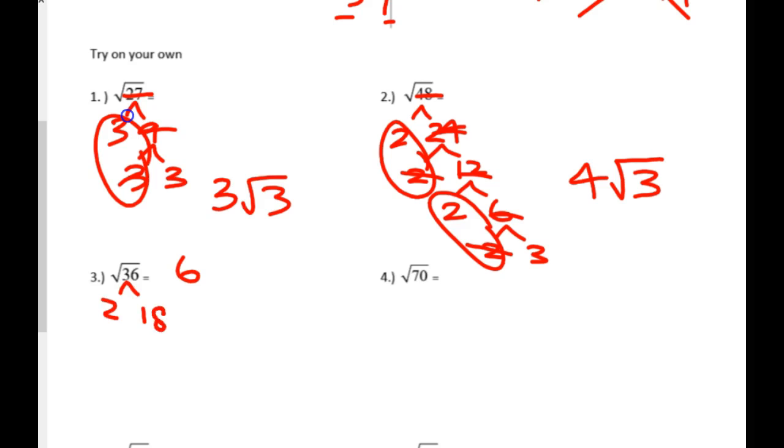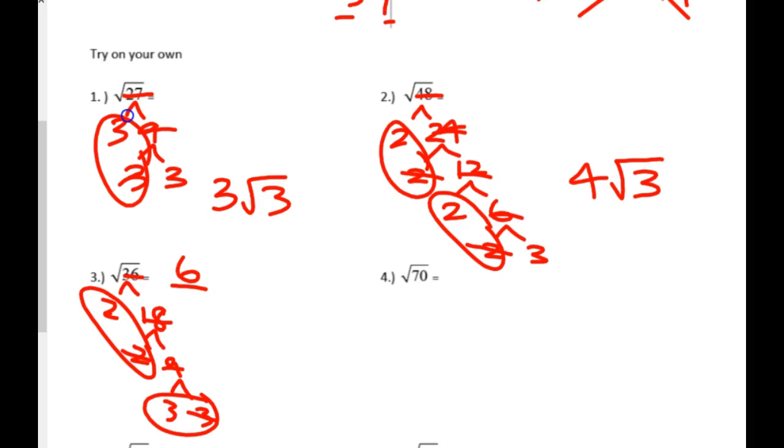2 times 18, 2 times 9, 3 times 3. And then you'd see there's 1 pair of 2, 1 pair of 3, and there's no loner. So if you get something with no loner, that means there's no square root. Okay? No loner, no square root. So now it's just 2 times 3, which is 6. You can do it this way too, but hopefully you can just see the squares and know that the square root of a square is a whole number.